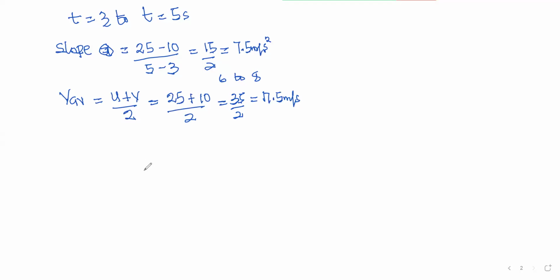Another way of determining the whole thing is this. Look at the shape between the time interval 6 to 8. You have this kind of shape.